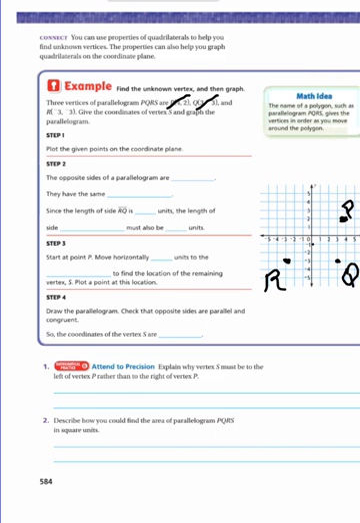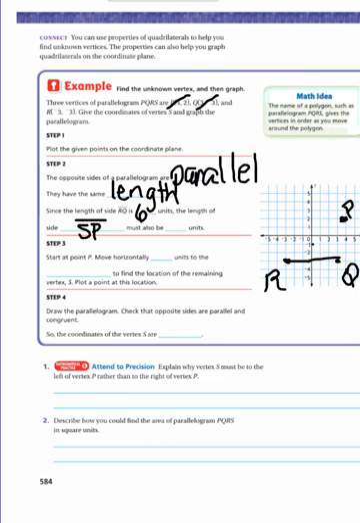The opposite sides of a parallelogram are parallel, and they have the same length. Since the length of side RQ is 6 units, the length of side SP is also going to be 6 units.